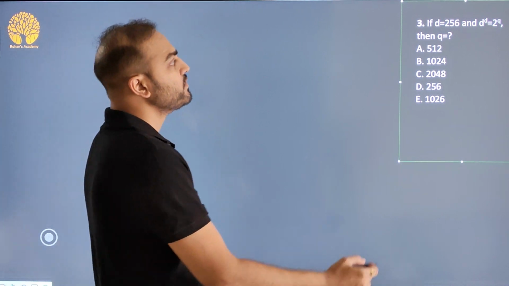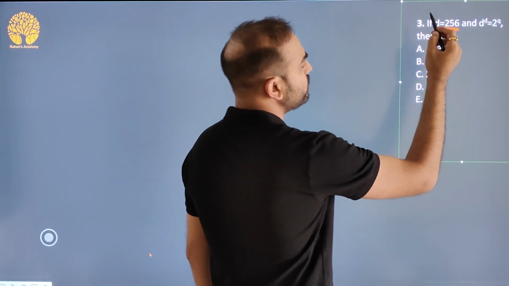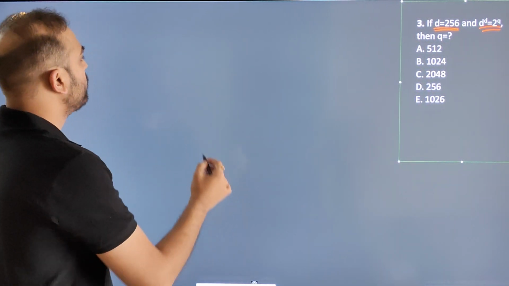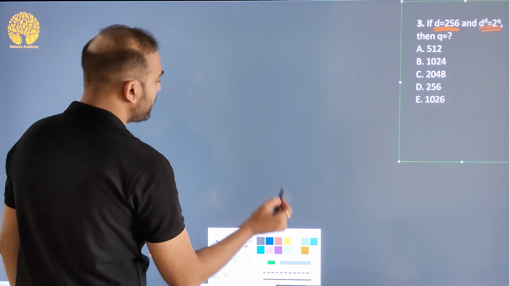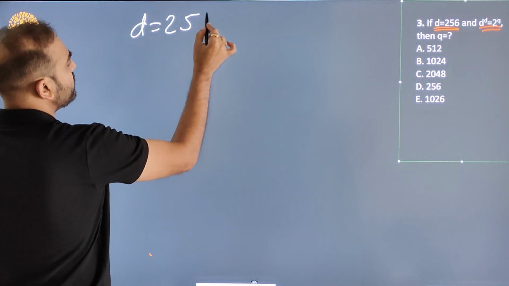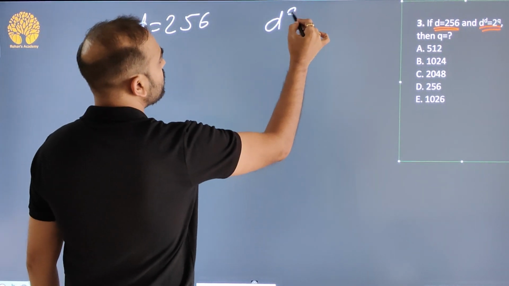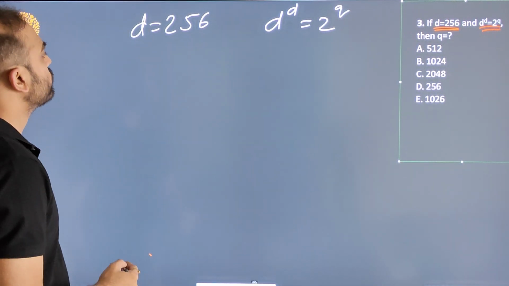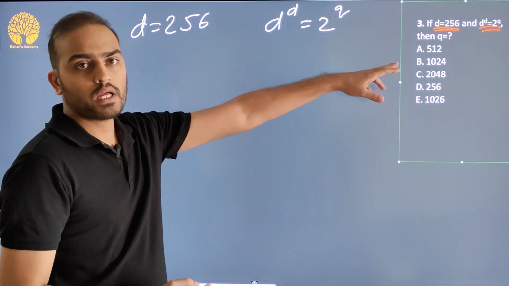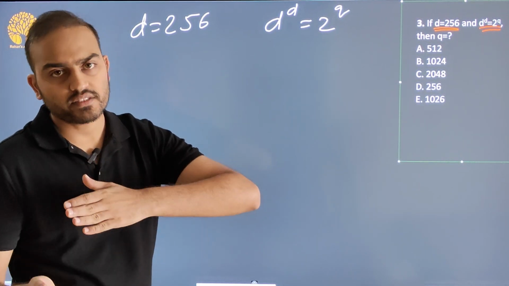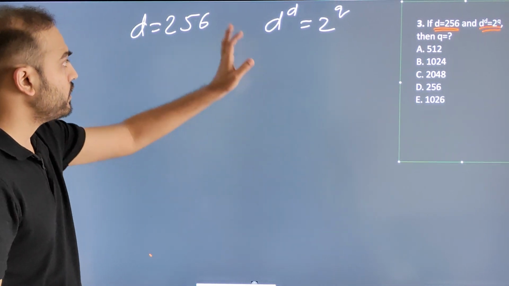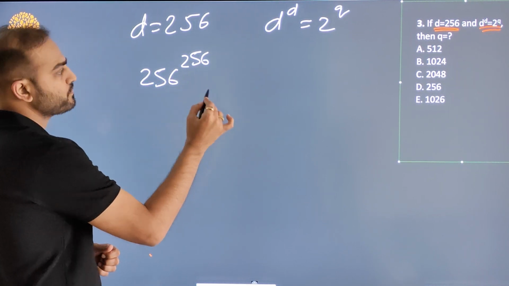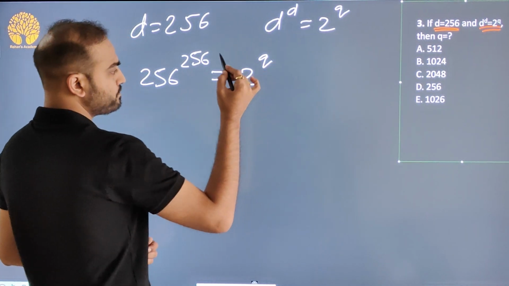Alright, continuing on the same, we have d is 256. d to the power d is 2 to the power q. So we know d is 256. d to the power d is 2 to the power q, and I want q. Again, what you can do, either make the bases same or the power same. If I just substitute the value, this is 256 power 256 is 2 to the power q.